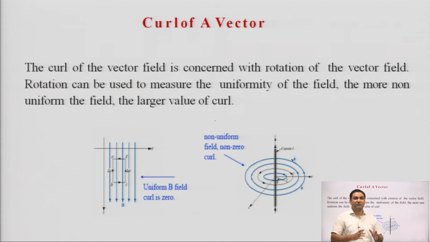The examples are given here. There are 2 figures. In the first, the field is uniform in the form of straight lines, and here the curl is 0, but when the field is rotational or circulating, then the curl is non-zero. This is a very suitable and very general example for describing the value of curl.